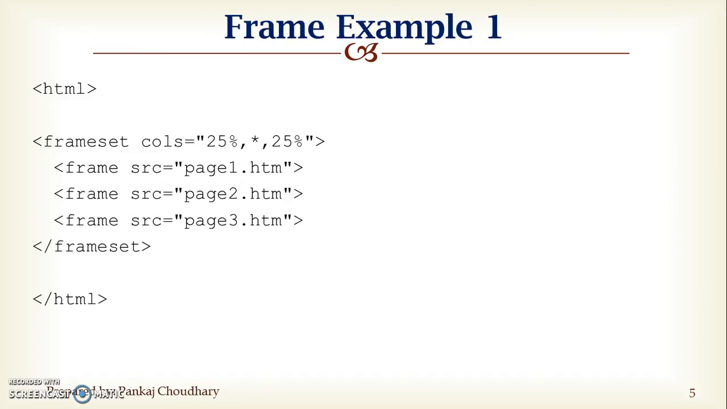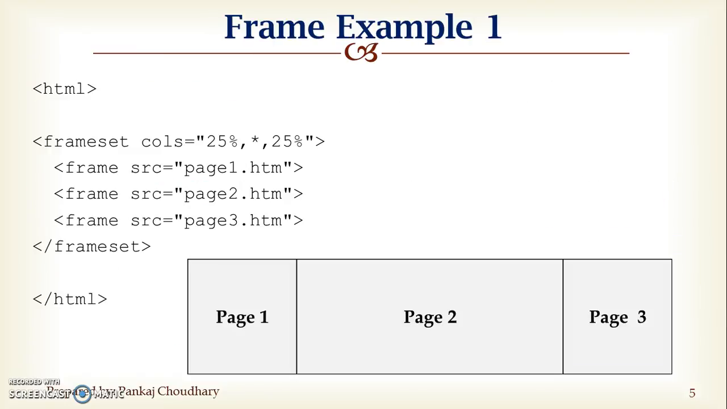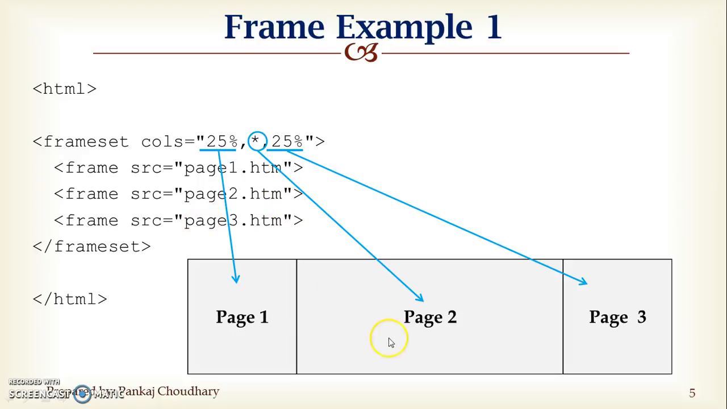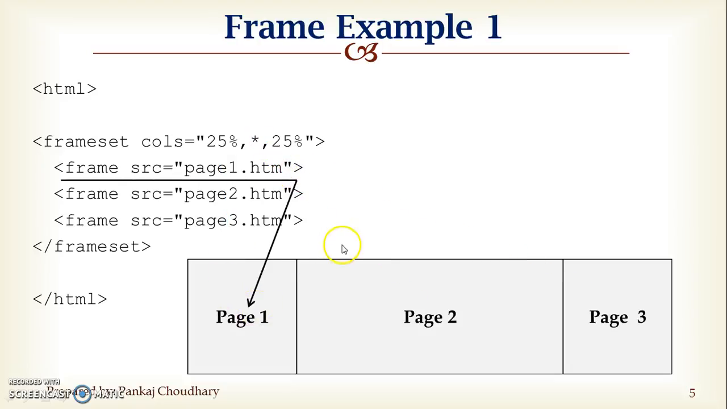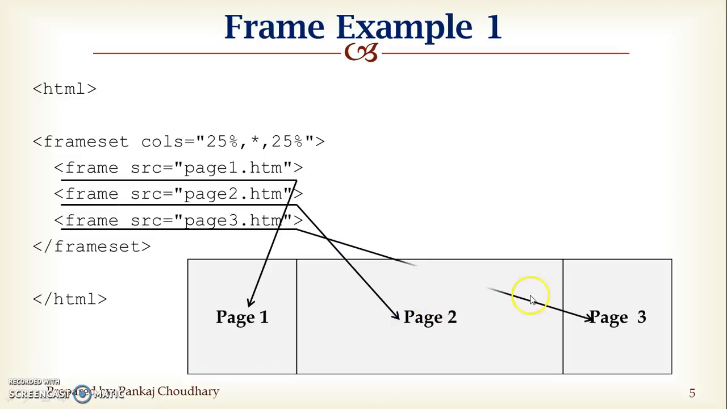Let's take an example. Here is a frameset with 3 sections as columns. So the frameset has these 3 values, 25%, asterisk, 25%, which means we have 3 frames. This 25% area is given to page 1 and page 3, and the remaining area is given to page 2 because it is mentioned in the middle. Frame 1 has page1.html, which is going to be displayed in this frame. Page 2 will be displayed in this frame, and page 3 will be displayed in this frame.